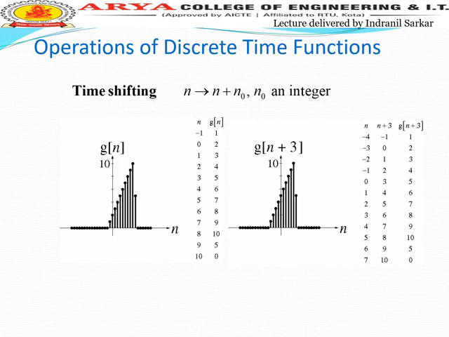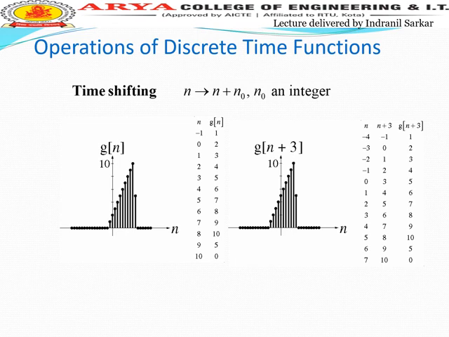Now this is the time shifting. Here n goes to n plus n0, where n0 is an integer. The signal represented over here is g[n]. The signal starts from -1 and continues to 9, where the values are represented on the right side. For n is equal to -1, the value is 1. For 0, 2. For 1, 3. For n is equal to 2, the value is 4, and so on. And when n is equal to 10, the value becomes 0. This is the signal of g[n].